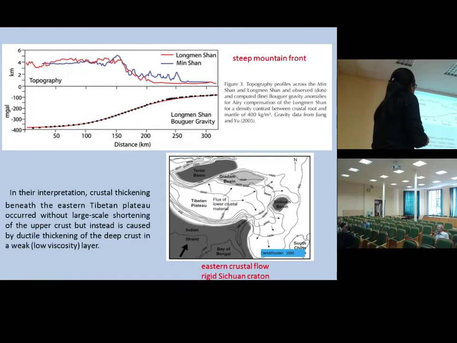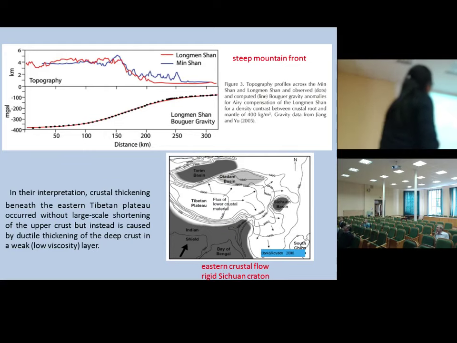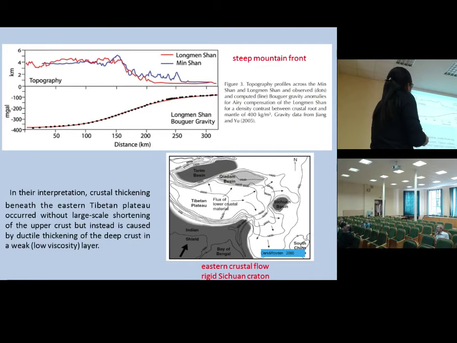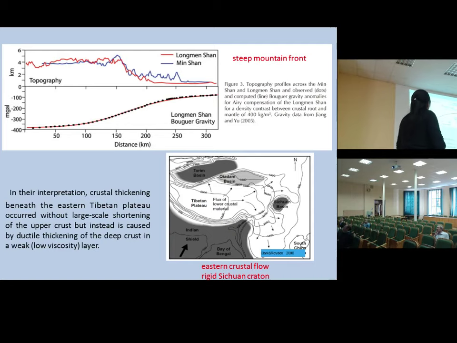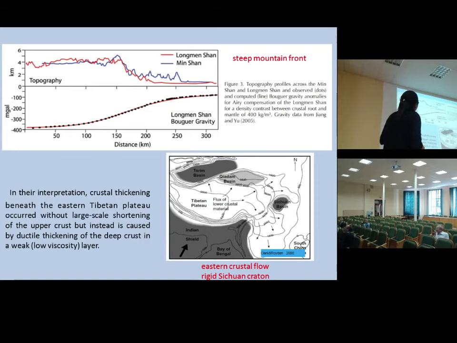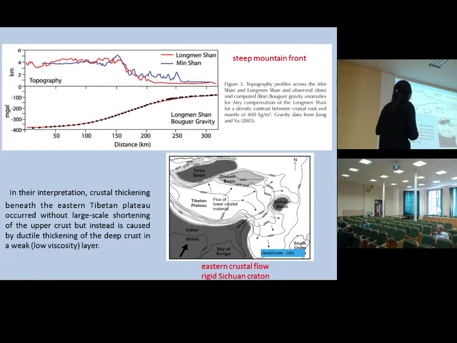This figure shows topographic profiles across the Wenchuan. This is the location of the Longshan, and within about 50 kilometers, the topography drops from 4 kilometers to almost 0. Is this red line along the Minshan fault? Not along, across. Yes. So the Longshan is very steep. This is the gravity data. The gravity data shows a huge change across the Longshan.